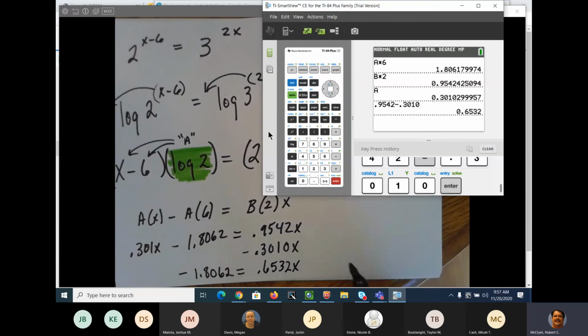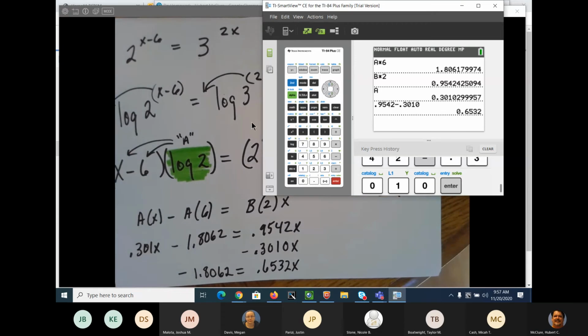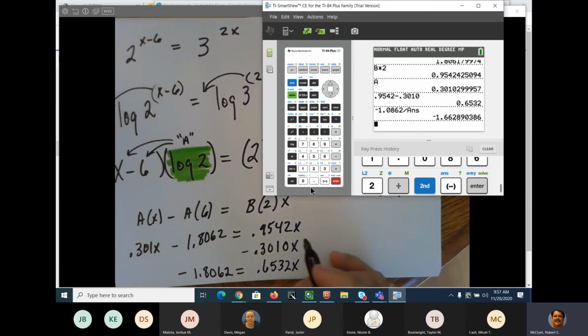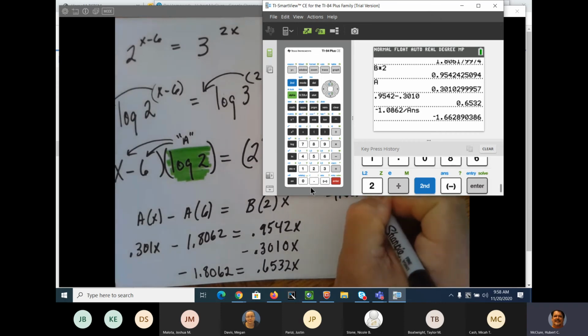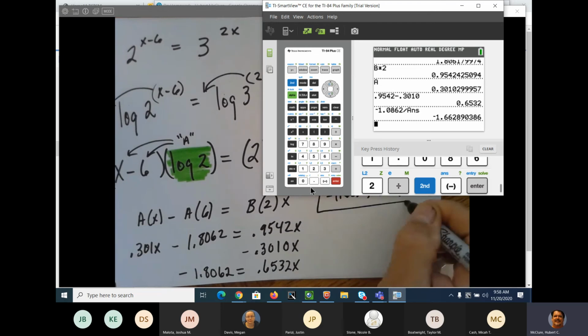And divide both sides by 0.6532. So negative 1.8062 divided by the second answer, which is the 0.6532, is negative 1.6629. And that should be your answer if they want it in that form.